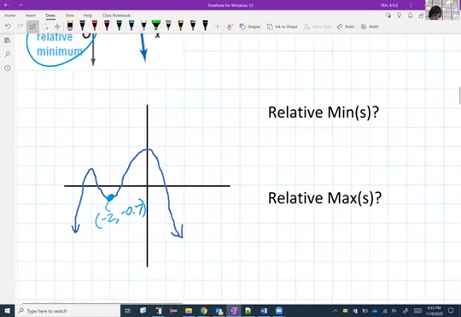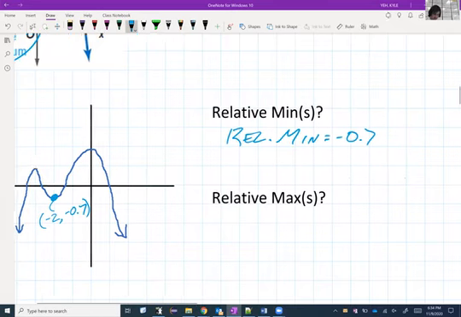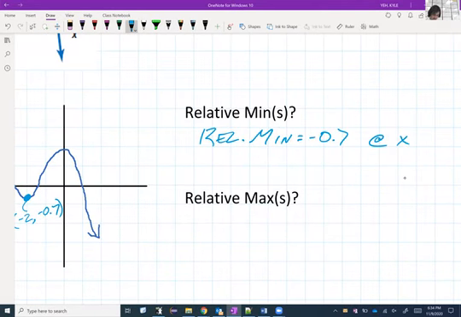So what is the relative min? We would say that the relative min equals -0.7, and that it occurs at x equals -2. So the occurs at is the x coordinate, the min is the y coordinate.